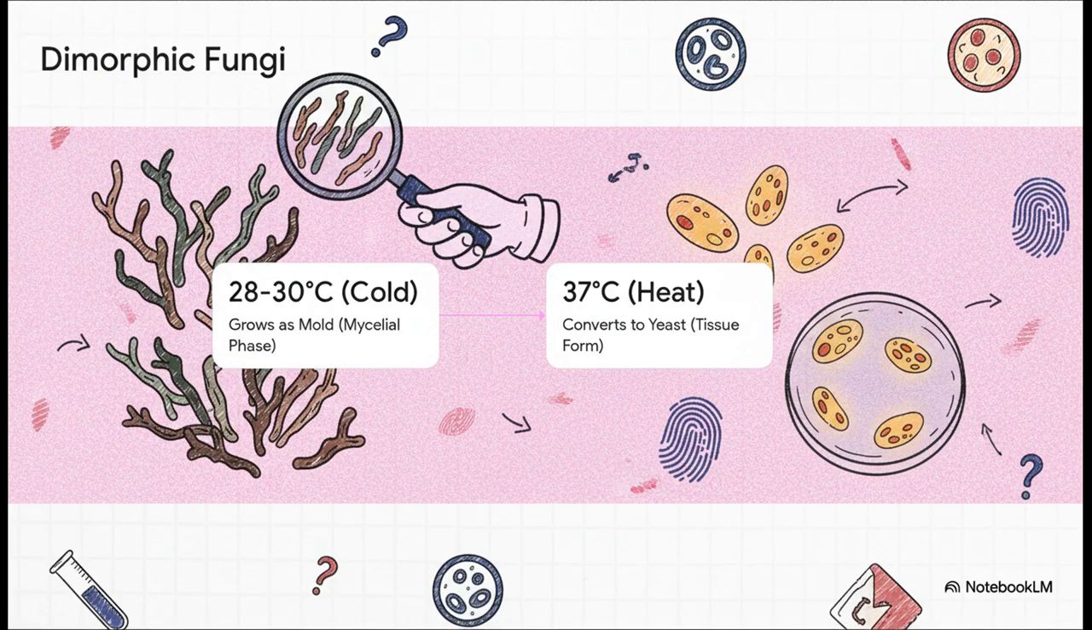And this shows that switch perfectly. At cooler, room temperatures, they grow as a fuzzy mold. But if you take that same culture and incubate it at body temperature, 37 degrees, it transforms into its yeast form. There's a classic mnemonic you have to remember: mold in the cold, yeast in the heat. Proving they can do the switch is how you confirm their identity.